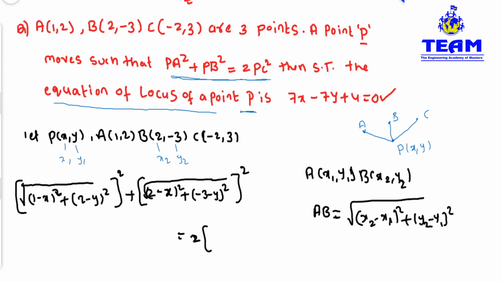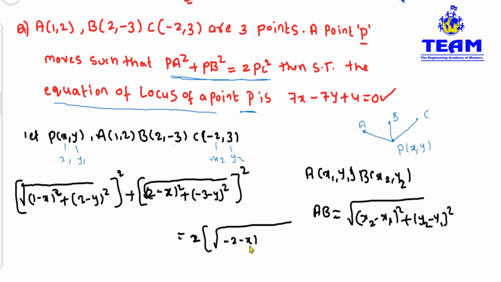We require PC square. So P is the first point and C is the second point. So in the second point here you can say this is the value x2 and this is the value y2. Okay. Now x2 minus x1, also square root of x2 minus x1, means minus 2 minus x.